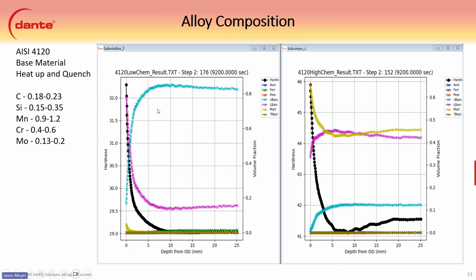And the reason for that is these phases. I have the phases plotted as well. And you can see the low chemistry range is mainly upper bainite with a little bit of lower bainite. And then the high chemistry range is mainly martensite and lower bainite. So the difference in phases there has a significant difference on hardness.